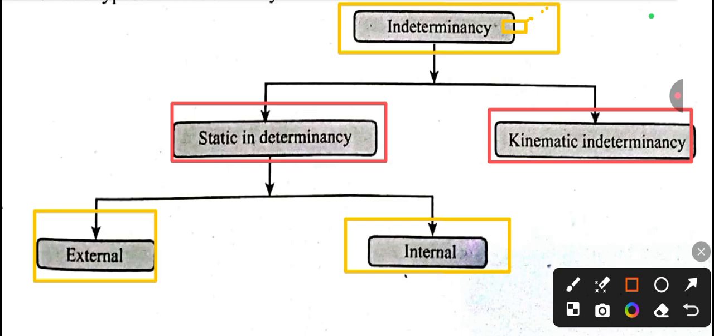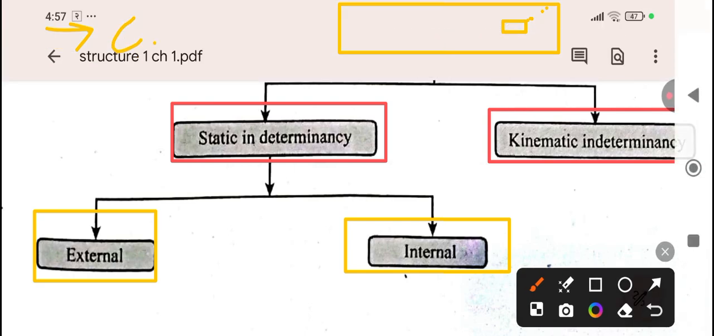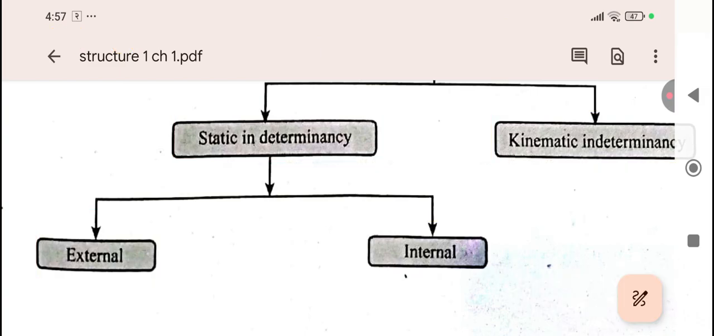As we already discussed, I am just showing you here. In indeterminacy we have to write here. First one is that the given structure is independent of the cross-sectional area, CSA. It is independent of the cross-sectional area, and another one is, you can see here.